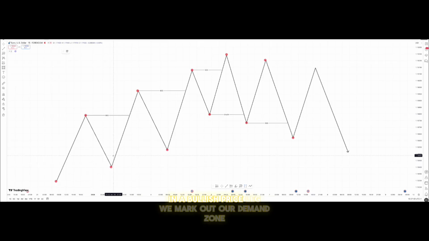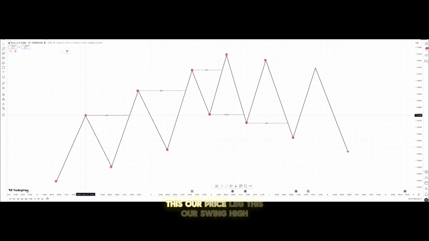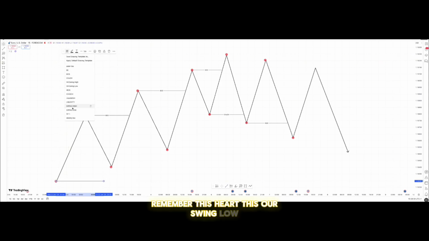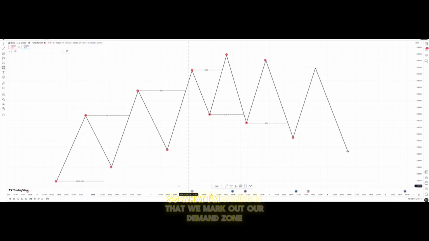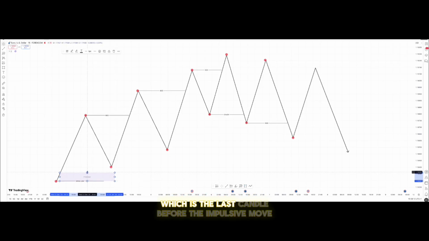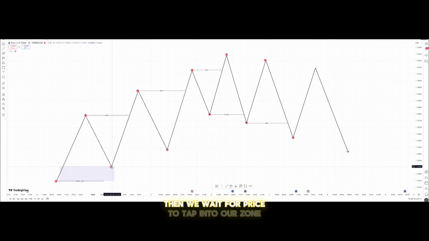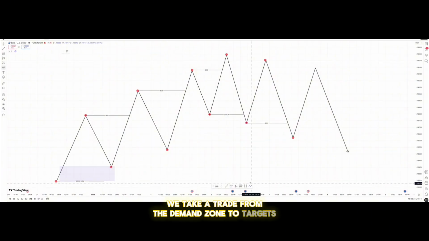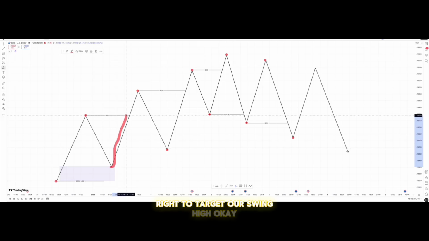In a bullish price leg, we mark out our demand zone and expect price to react from those zones. Just for instance, let's say this is our price leg, this is our swing high, and this is our swing low down here. Let me mark this out. This is our swing low. So what I'm saying is that we mark out our demand zone, which is the last candle before the impulsive move. Let's say this is our demand zone. We wait for price to tap into our zone, then take a trade from the demand zone to target our swing high.